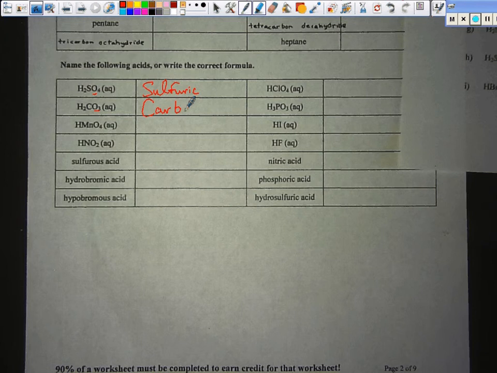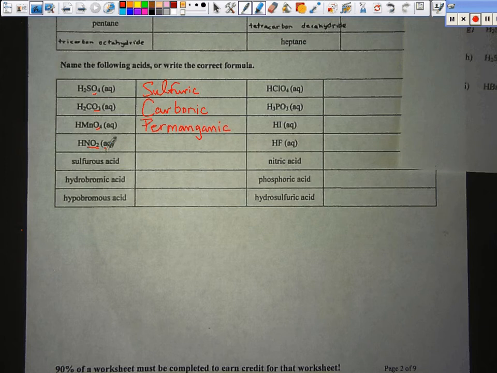HMnO4. There is an O, so there's no need for hydro. But what is MnO4? Permanganate. Ate goes to ic, so this is a weird one. Permanganic. Okay. HNO2. Be very careful here. NO2. What is it? Nitrite. Ite goes to ous. So it's what? Nitrous.